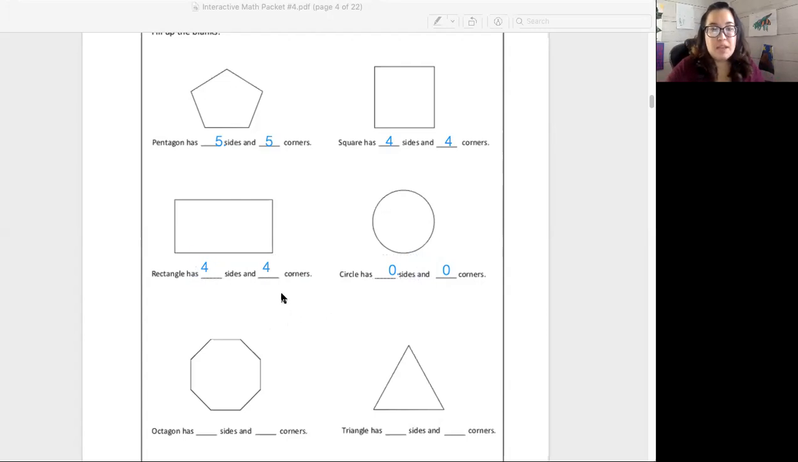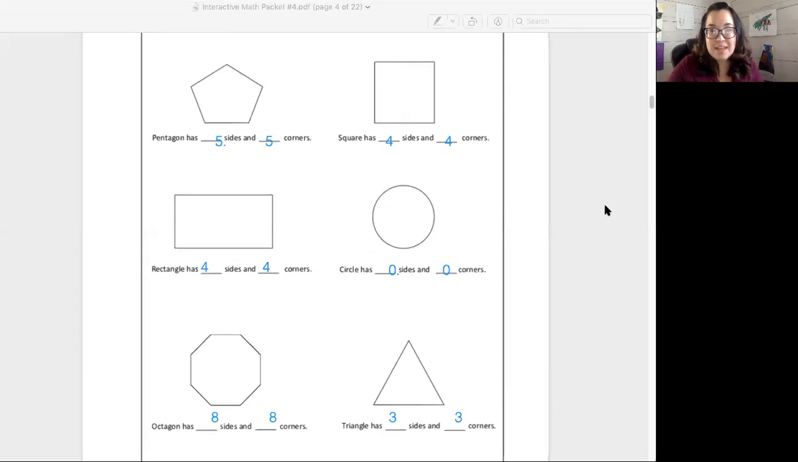Okay, moving down a little bit. Oh, I've got to turn my text off. Okay, I went ahead and filled in these ones also. So rectangle has 4, and did I lose my share screen? So sorry, still getting used to this.